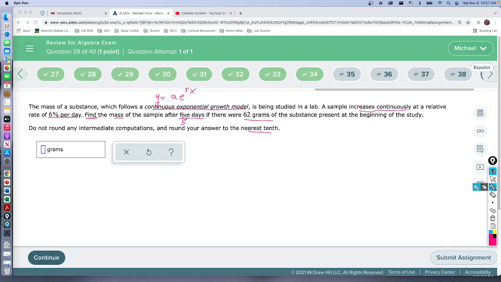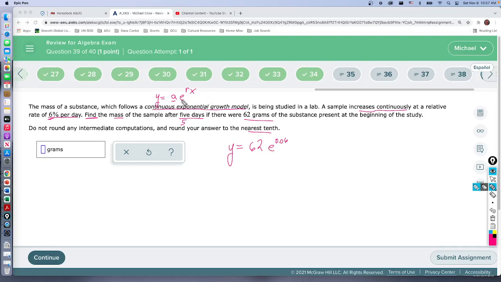So what we have, and we did this a little earlier, a is the starting amount. For a continuous growth model, the r, you could also use a k, but r is the rate. That's going to be the percentage growth. Okay, so what we end up with is y equals the starting amount, which is 62 grams, so we're at 62 at the beginning of the study, times e to the r, the rate is 0.06, 6%.